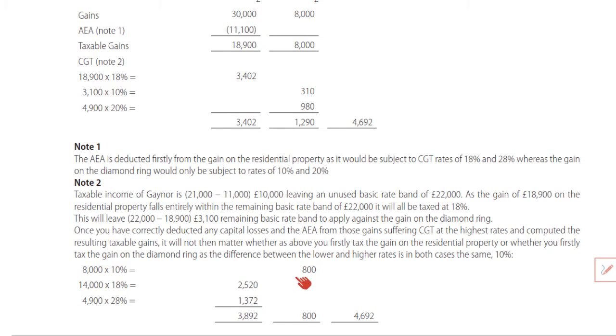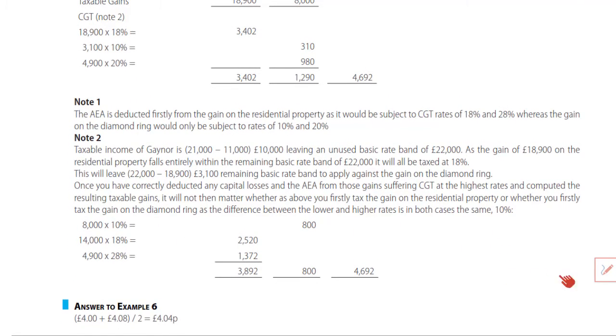So here, what would happen if we turned it around and taxed the gain on the ring first? All the 8,000 would be in the lower rate band, and 10% would apply. That would still leave 14,000. Remember, we had £22,000 of basic rate band available. Then the residential property would be taxed at 18%, and the balance of the gain on the residential property is up into the higher rate, which would be at the higher rate of 28%. And if you put those calculations together, you still get exactly the same figure of CGT.